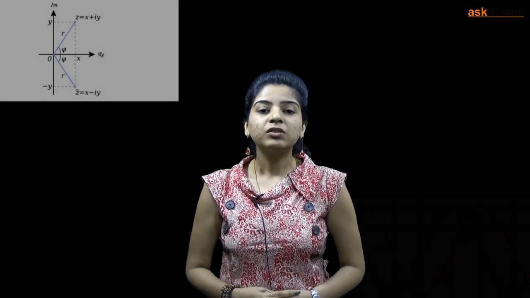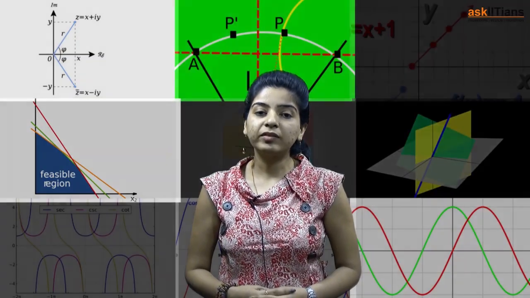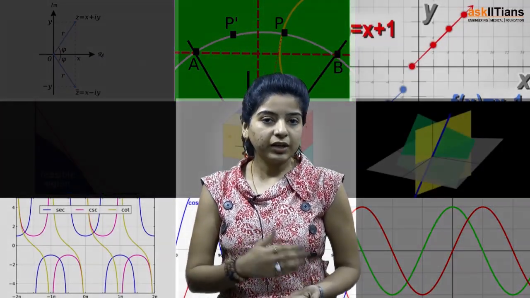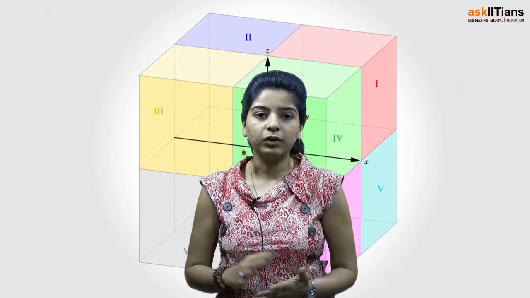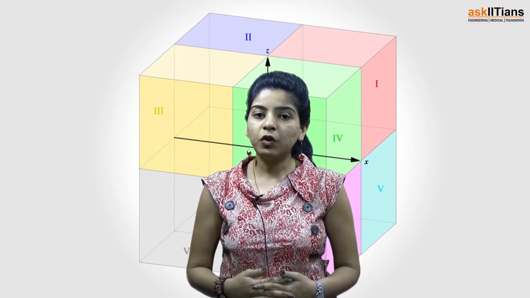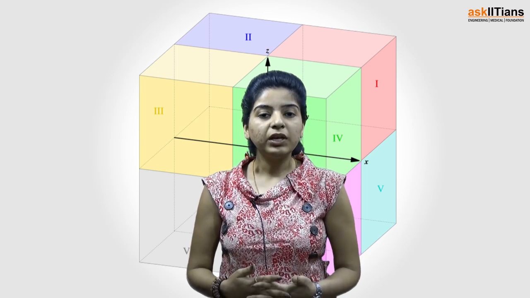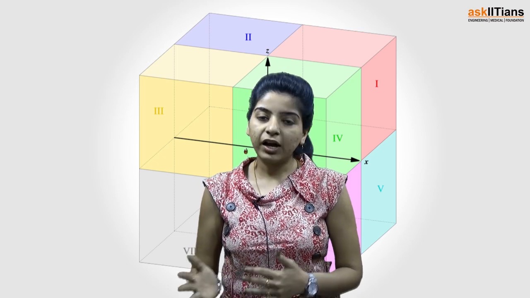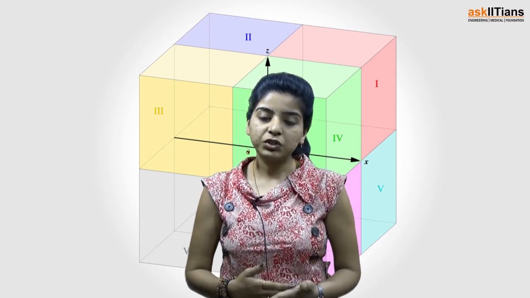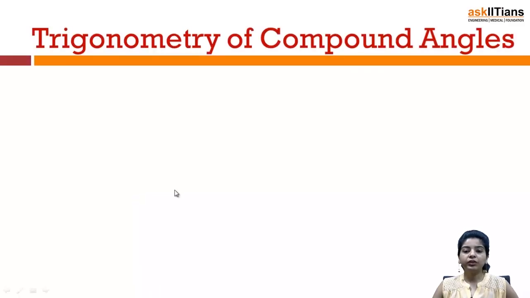Hello students. In this section we'll be concentrating on trigonometry of compound angles. We'll be discussing various formulae like sin A plus B, sin A minus B, cos A plus B, cos A minus B and so on. We shall also discuss various other formulae like multiples and submultiples of angles and formulae like 2 sin A cos B, 2 sin A sin B, 2 cos A cos B and so on. We shall discuss some questions as well. So stay tuned.